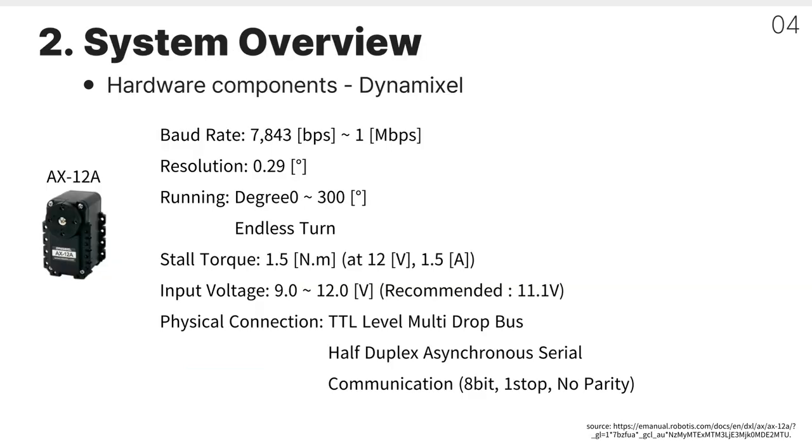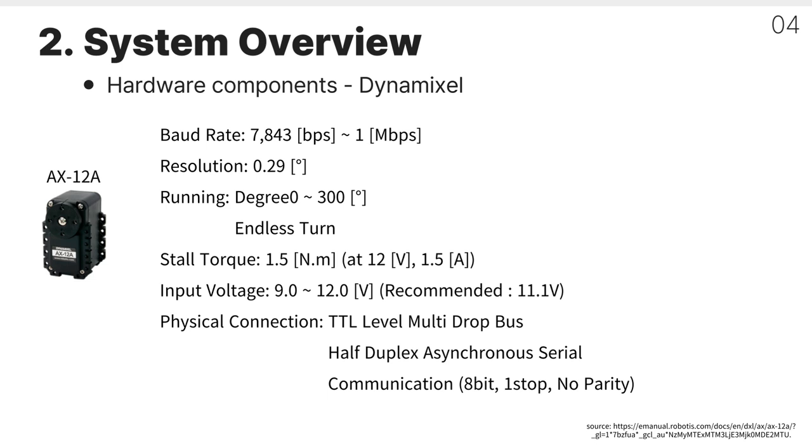Let me first explain the hardware configuration of Dynamixel. The model I used is the AX12A, although there are many other types of Dynamixel actuators available. This model supports a maximum communication speed of 1 Mbps and has a resolution of 0.29 degrees. It can operate in two modes, joint mode and wheel mode. In joint mode, the rotation angle is limited to 0 to 300 degrees.